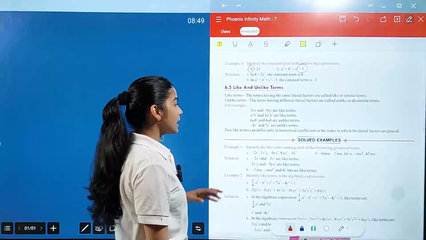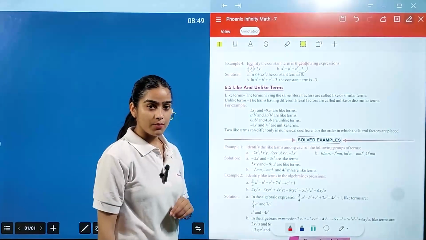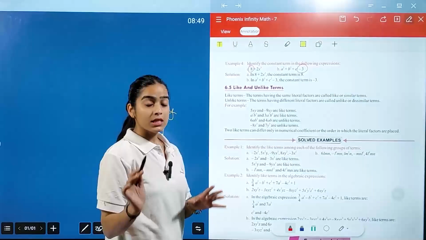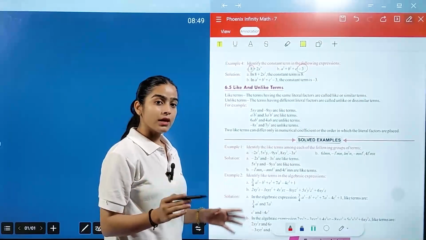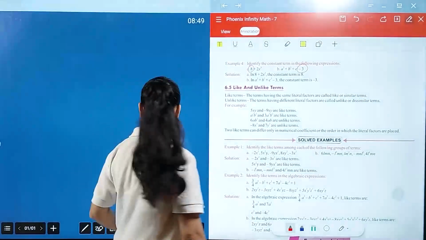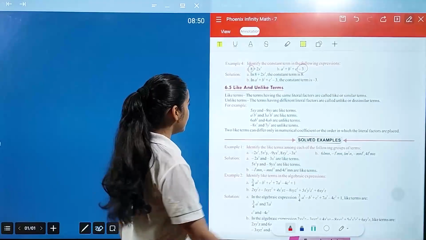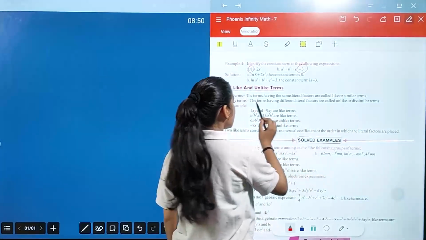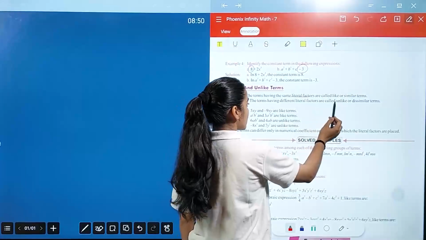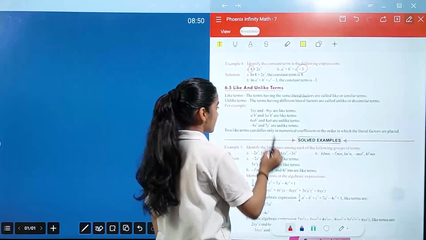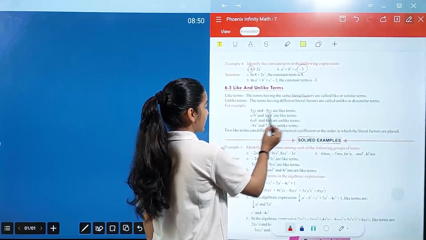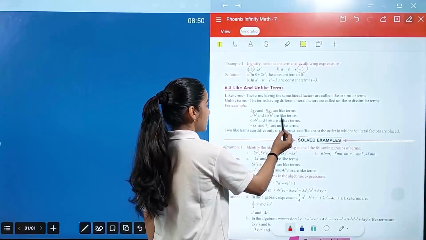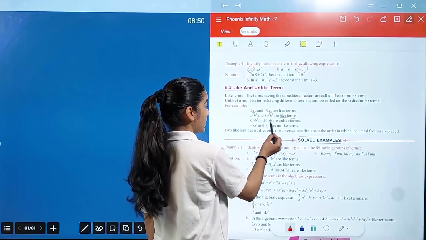Now we have like and unlike terms. When we have the same alphabets with the same power, those are like terms, and when you have different alphabets, those are unlike terms. The terms having the same literal factors are called like or similar terms. The terms having different literal factors are called unlike or dissimilar terms. xy and xy are like terms. a square and b square, a square and b square, are like terms. Then a, b square and ab.